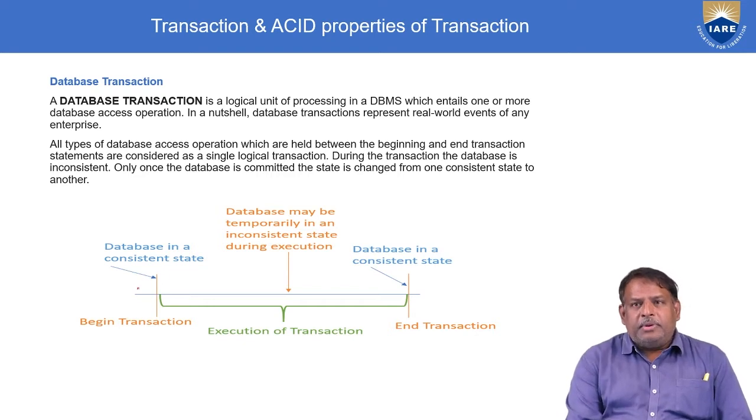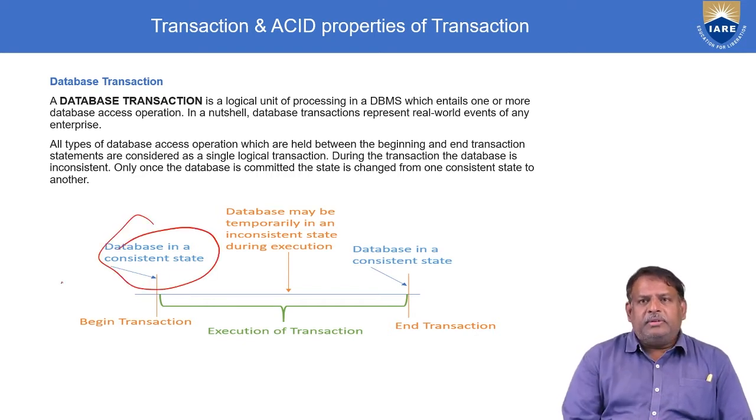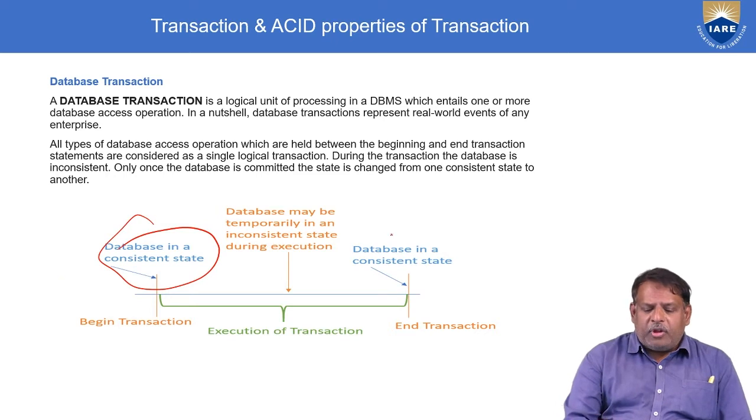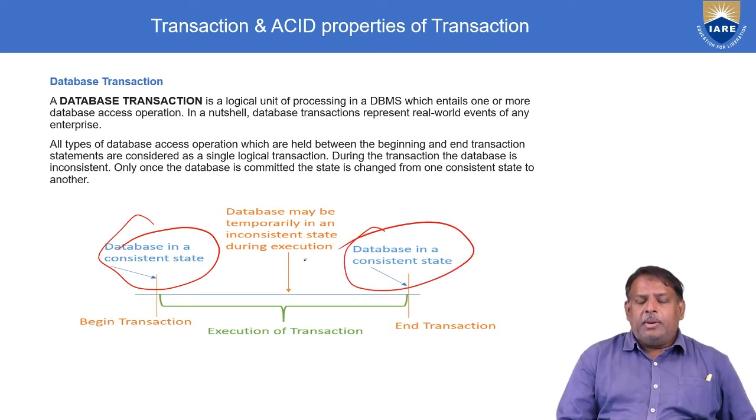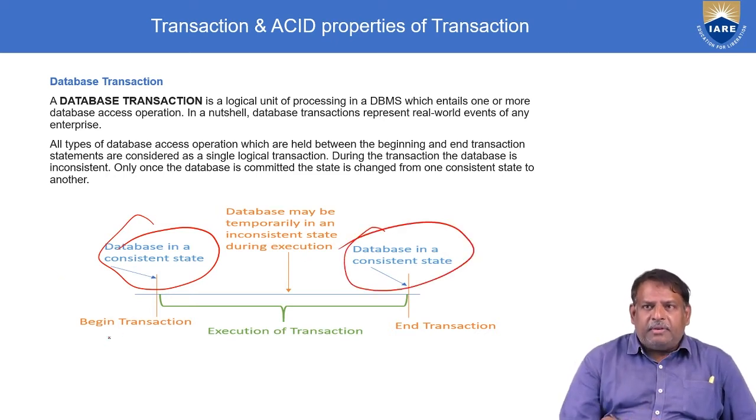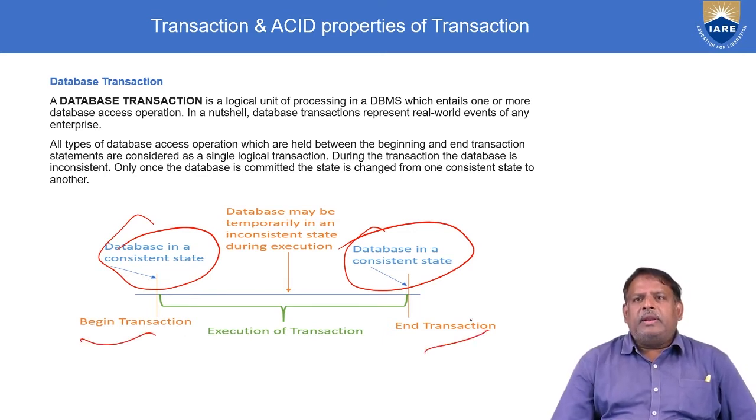So the database is initially consistent before the operation, and after the operation it is also consistent. But when we start the transaction, between the start and end of the transaction, it is temporarily in the inconsistent state.